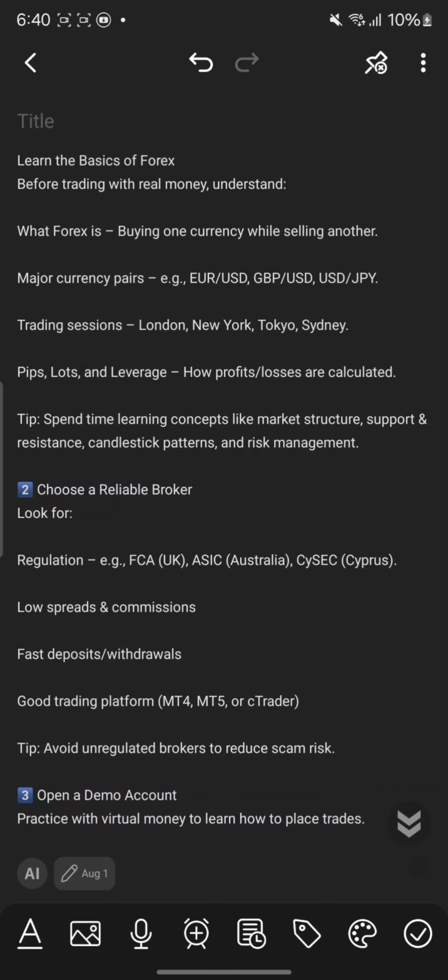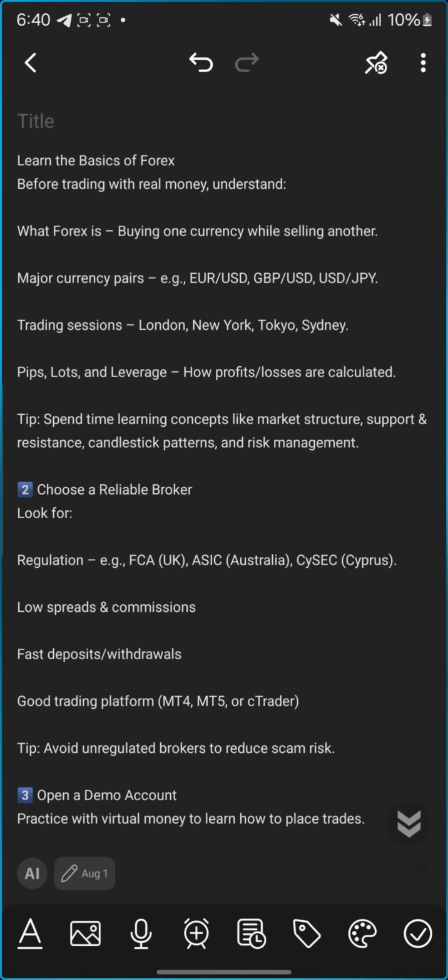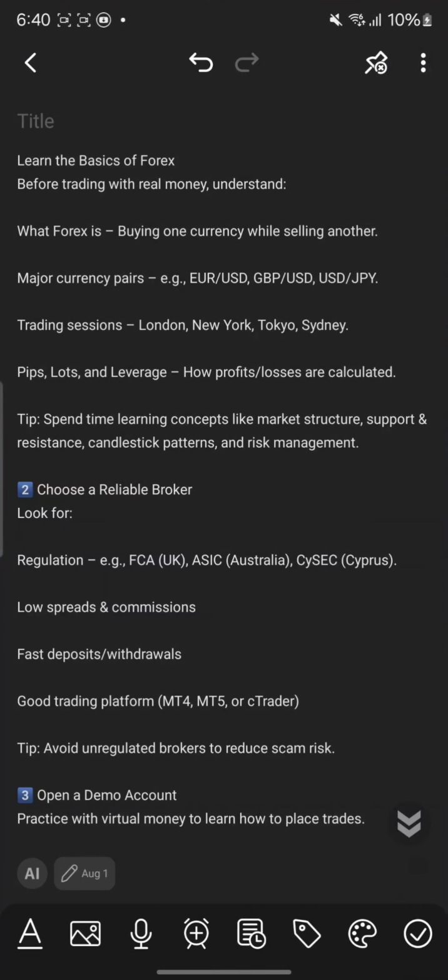Then you want to know about trading sessions. You want to understand the London session, the New York session, the Sydney session, the Tokyo session. You want to be very, very accurate with all these things. Then you move to learning pips, lot size, and leverage, and how profit and losses are being calculated. This is the step-by-step guide.